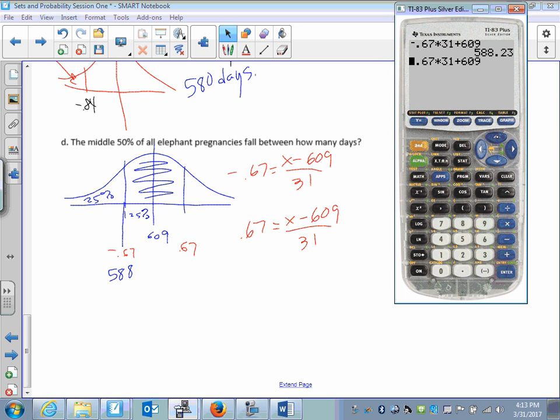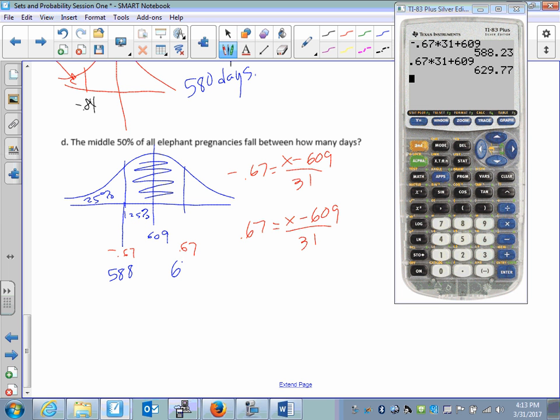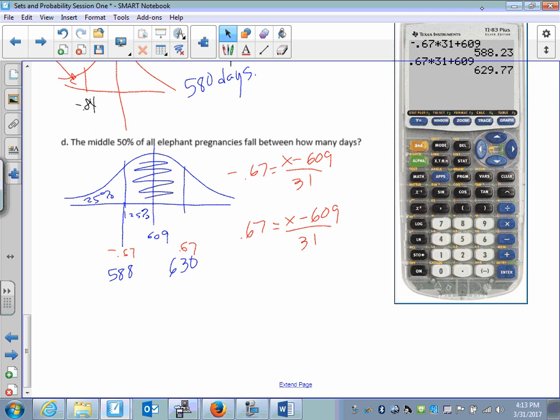It doesn't get much better than this, folks. Just delete that negative sign and press enter, and we get 629.77, so actually 630 days. So the middle 50% of elephant pregnancies fall between 588 days and 630 days. And we're done.